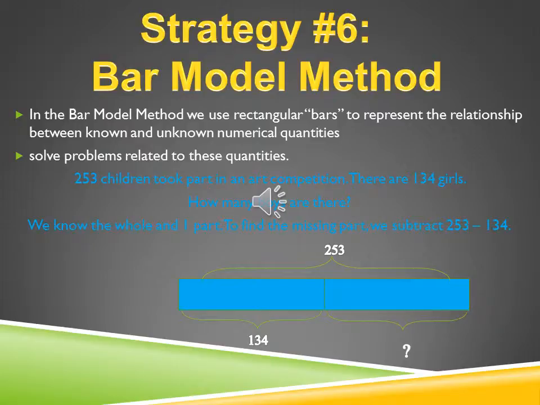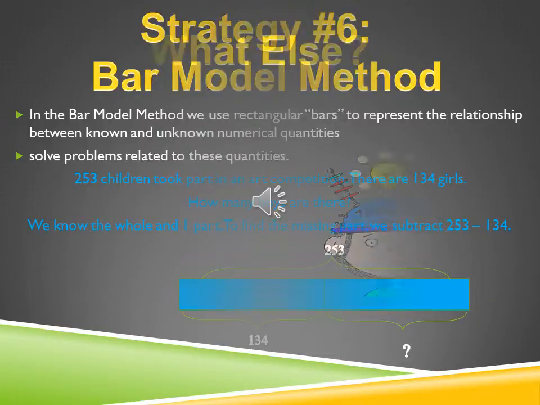For example, 253 children took part in an art competition. There were 134 girls. How many boys were there? We know the whole and we know one part. To find the missing part, we just need to subtract 253 minus 134.